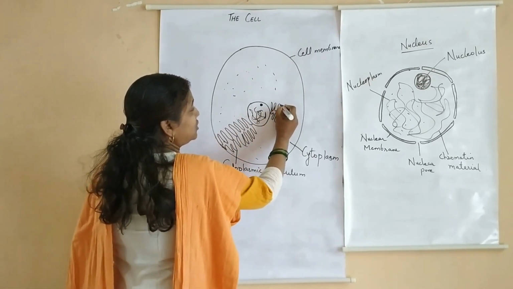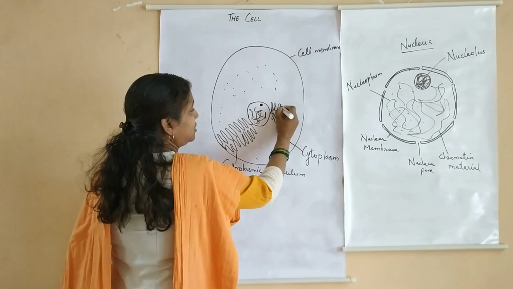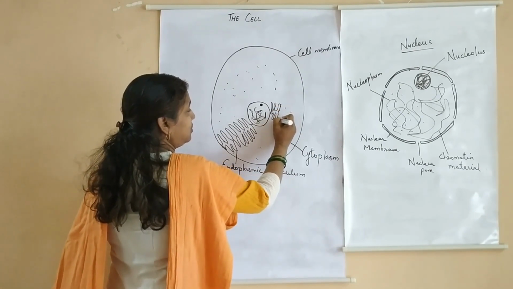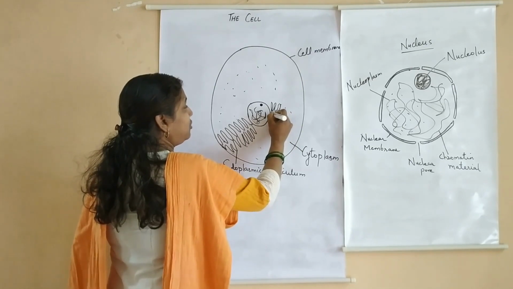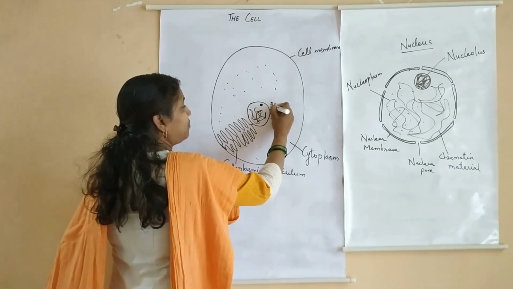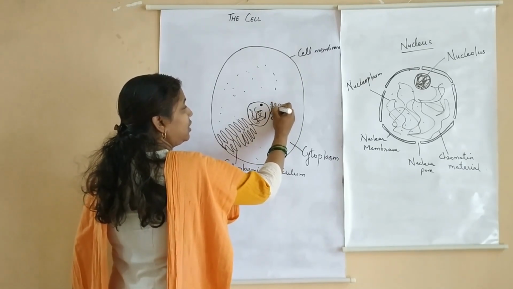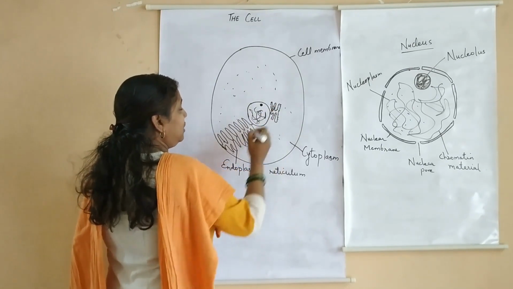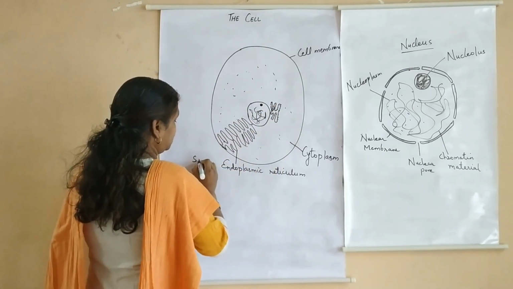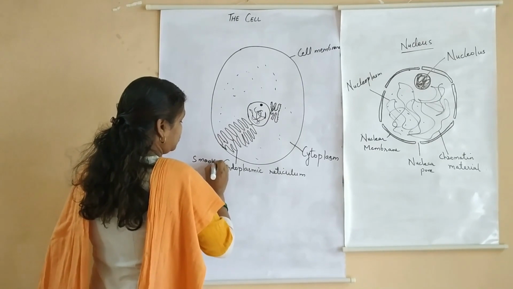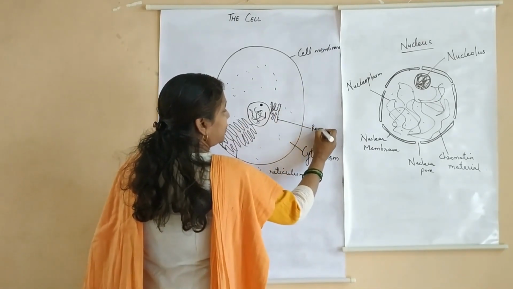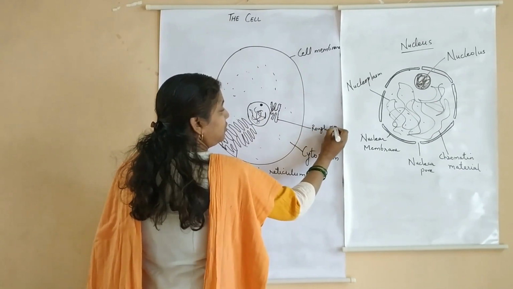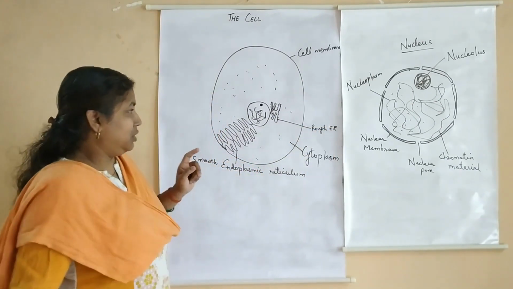So if ribosomes are present on them, they are attached in this manner. If they are present, this is your rough endoplasmic reticulum. If ribosomes are absent, they are smooth endoplasmic reticulum. So this is your smooth endoplasmic reticulum and this is your rough endoplasmic reticulum.